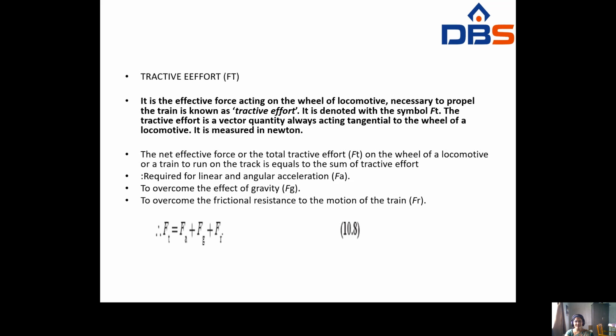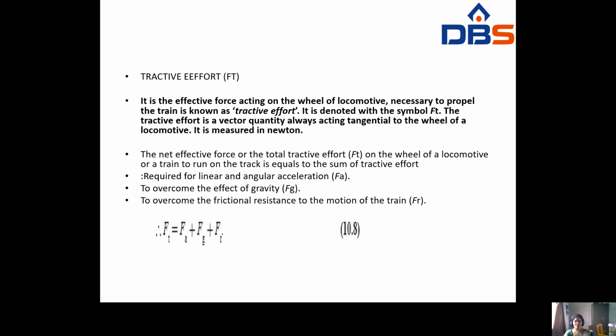The tractive effort is a vector quantity, always acting tangential to the wheel of a locomotive. It is measured in newtons.